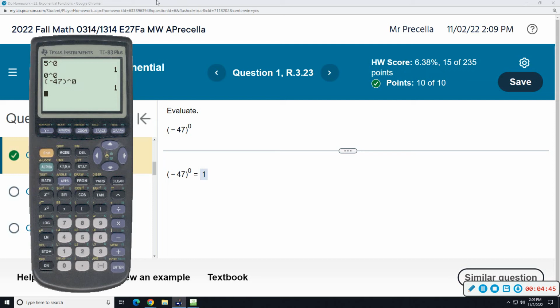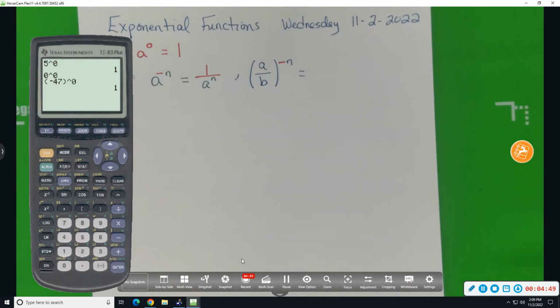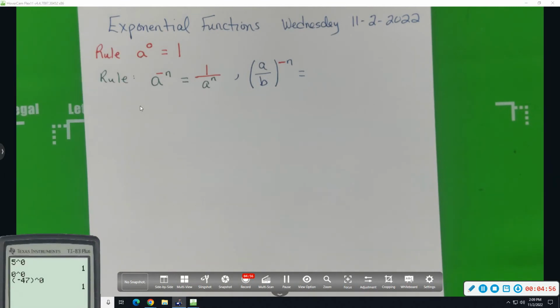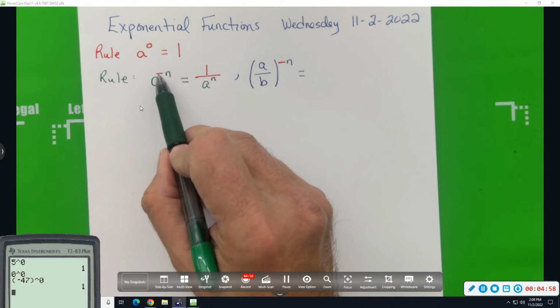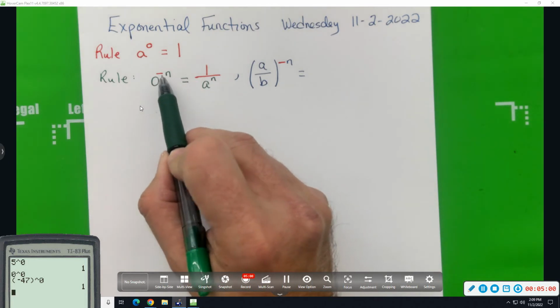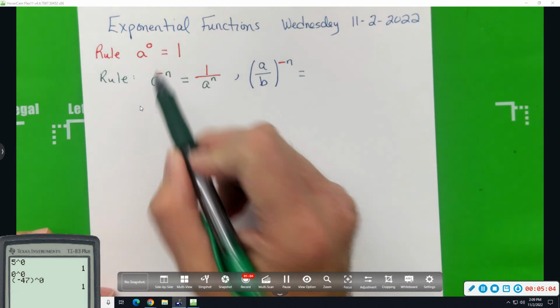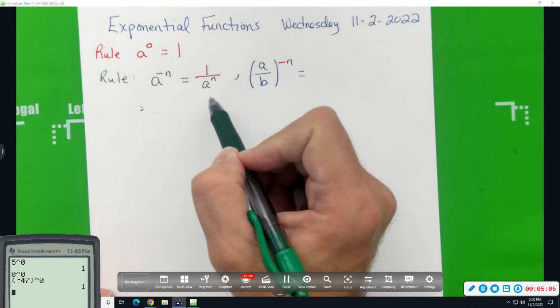Oh my gosh, I'm so stupid. There. Oh, let me move this. I'm sorry, I'm here writing the rules and y'all can't even see them.